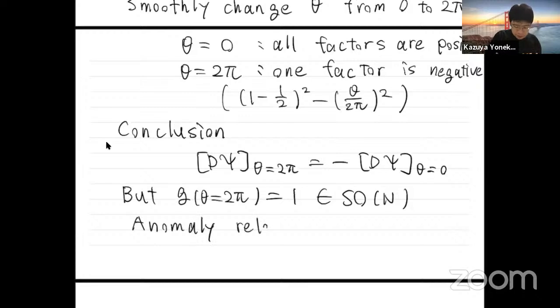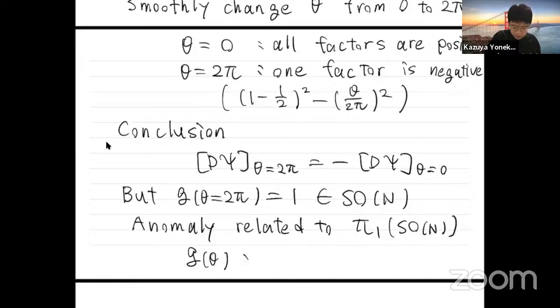which is related to I1 of SON. So this is related to I1 of SON because this G theta, this is a function from S1 to SON. And here this S1 is parameterized by this parameter theta. So in this way, we find an anomaly associated to this one.